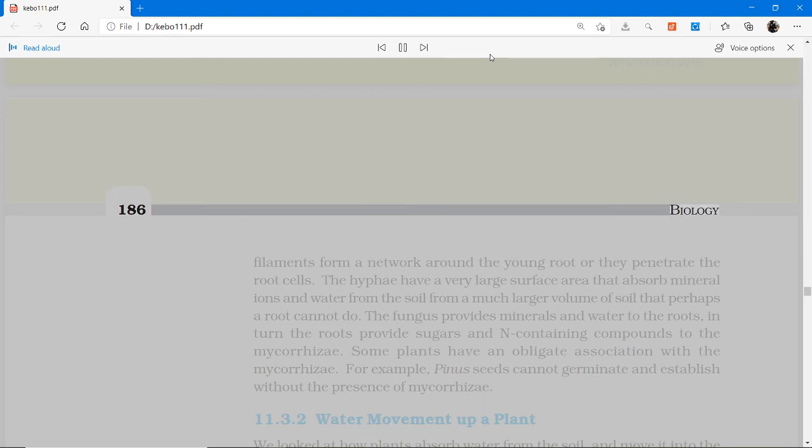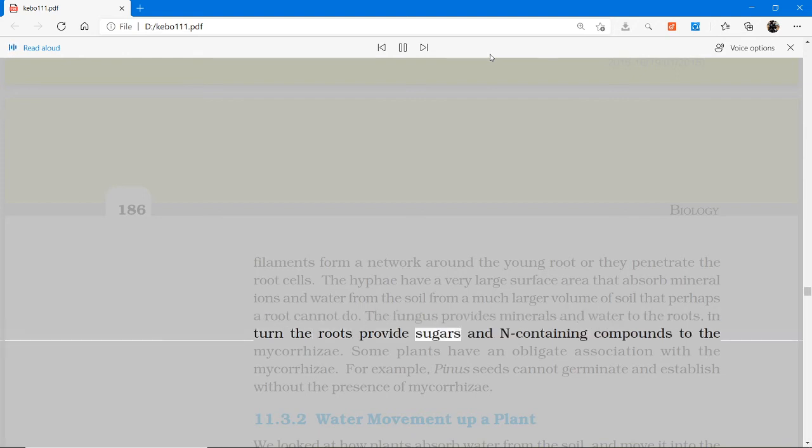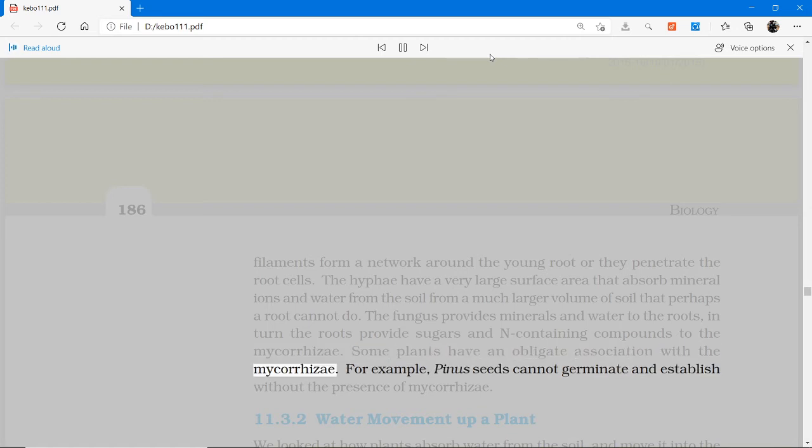Filaments form a network around a young root, or they penetrate the root cells. The hyphae have a very large surface area that absorbs mineral ions and water from the soil, from a much larger volume of soil than perhaps a root can do. The fungus provides minerals and water to the roots. In turn, the roots provide sugars and N-containing compounds to the mycorrhizae. Some plants have an obligate association with the mycorrhizae. For example, Pinus seeds cannot germinate and establish without the presence of mycorrhizae.